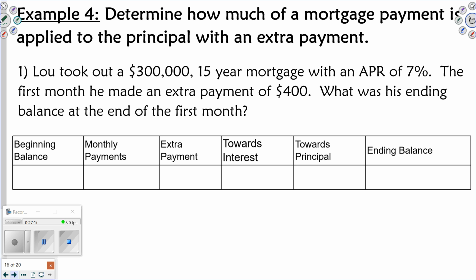All right, so Lou took out a $300,000 15-year mortgage with an APR of 7%. You can abbreviate, right? Okay.